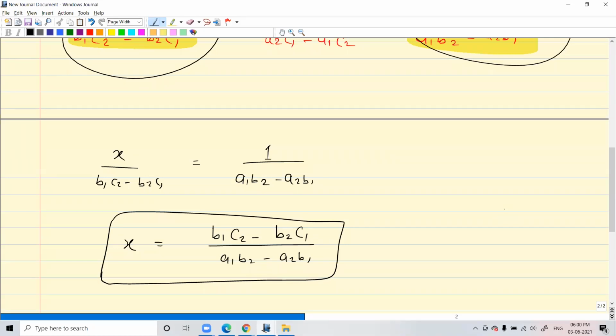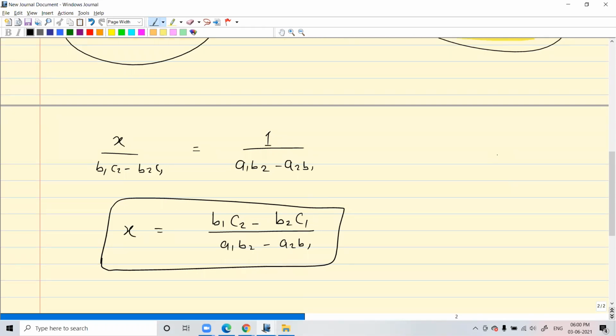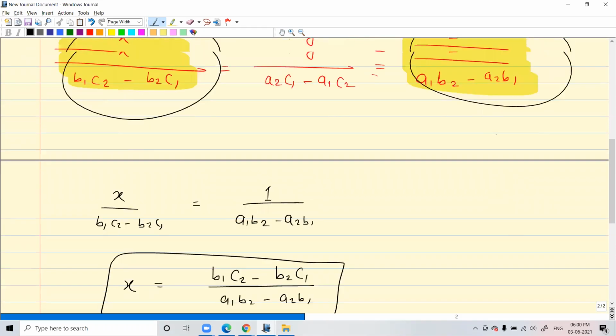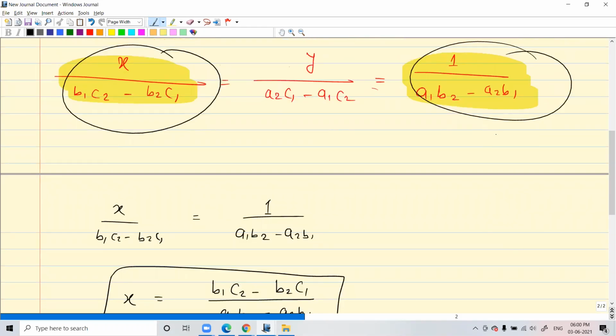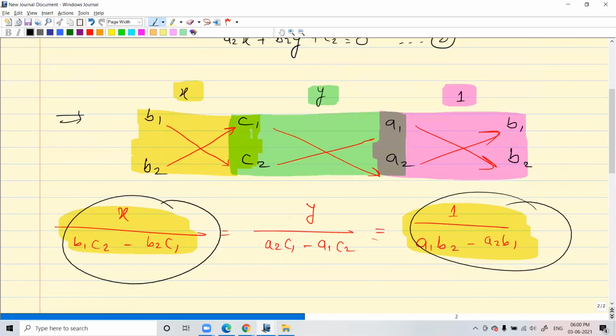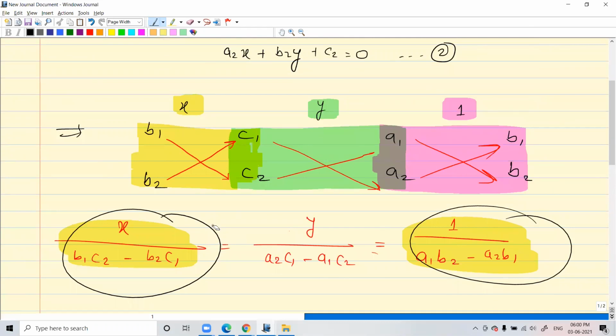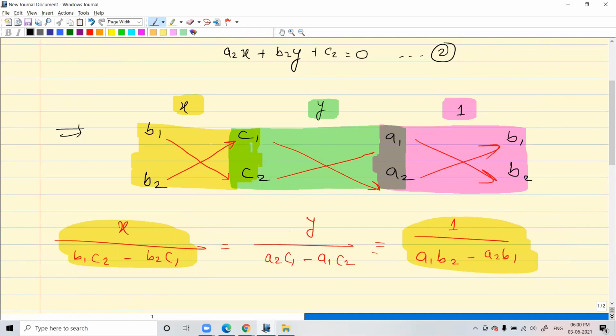Are you people seeing this whiteboard? Yes, sir. All right. Everyone got that formula? How to get the x formula? Sir, can you once again explain, sir? Yes, from the beginning. Okay.